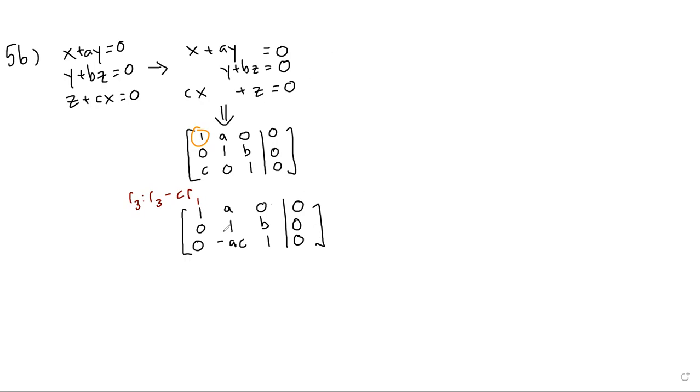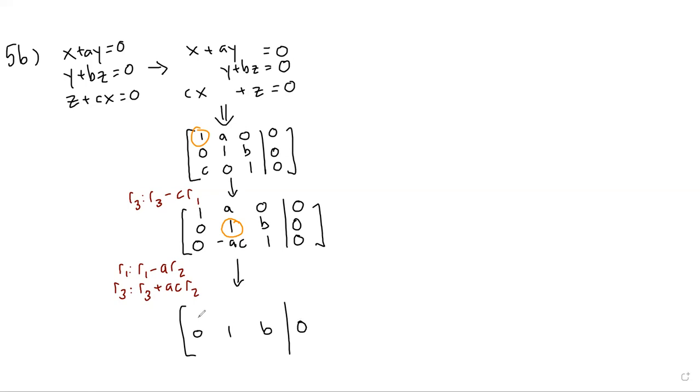And now I'm going to use this leading 1 here to eliminate the negative ac and the a. And so it's just kind of going to be coefficient matching here. So I'm going to do row 1 minus a of row 2, and row 3 is going to be row 3 plus ac of row 2, because that's going to wipe out the negative ac. And so I'll just rewrite the second one.